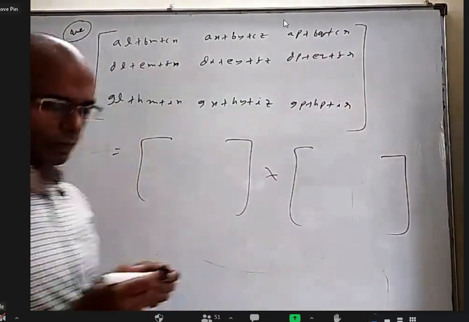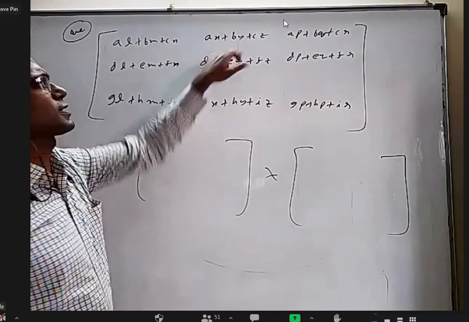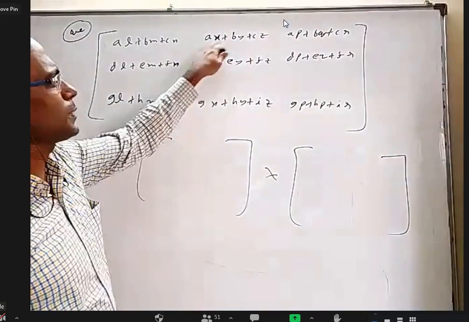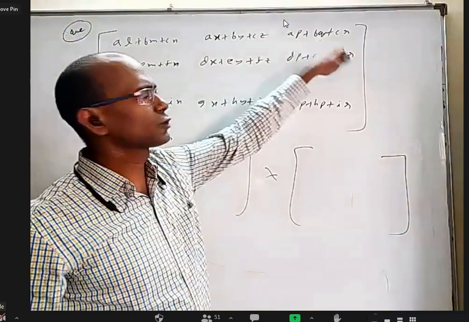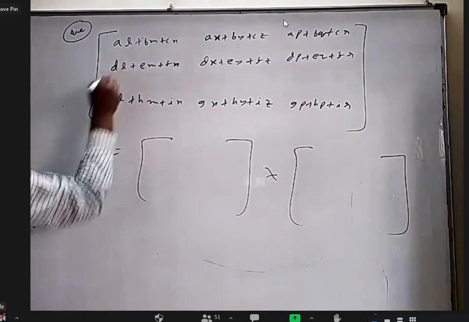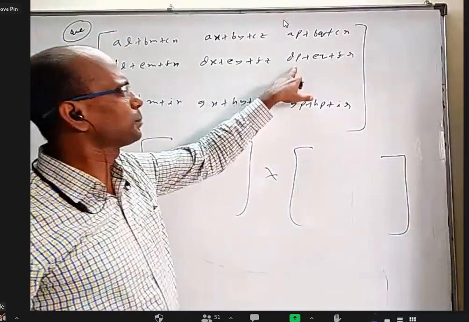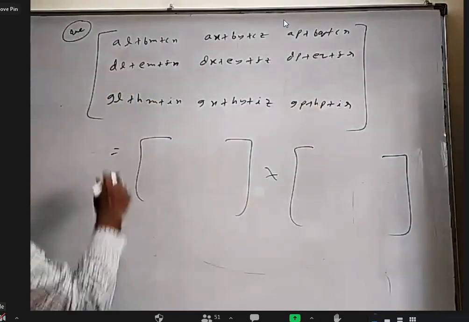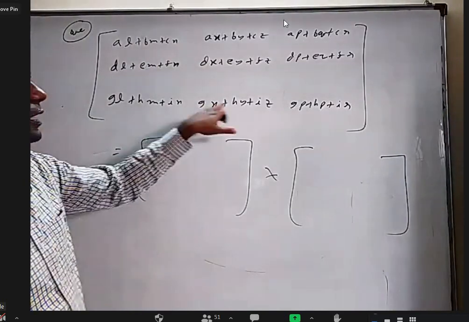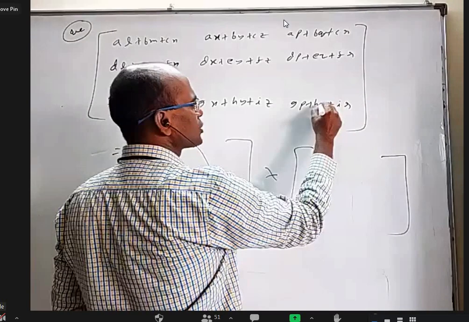I'll read it for you, just one minute. AL plus BM plus CN, AX plus BY plus CZ, AP plus BQ plus CR. Sometimes I write x and n alike, so you have to bear with me. DL plus EM plus FN, DX plus EY plus FZ, DP plus EQ plus FR. GL plus HM plus IN, GX plus HY plus IZ, GP plus HQ plus IR.